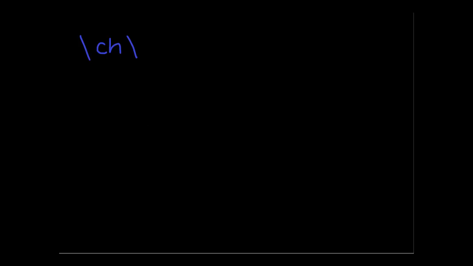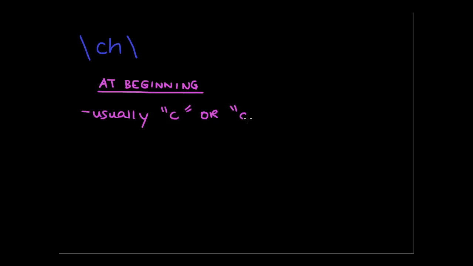So let's break this apart in terms of where the sound occurs in the word. First of all, if the ch sound happens at the very beginning of a word, it's the first sound you hear, then usually it's going to be a C or a CI. So C or CI are the only two options if the ch sound happens at the very beginning of the word.